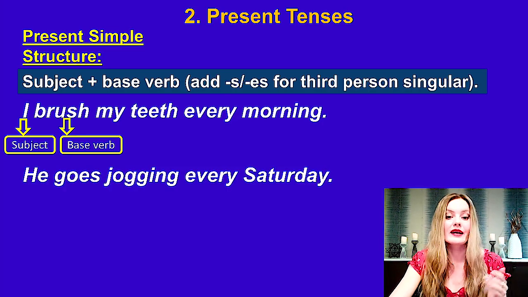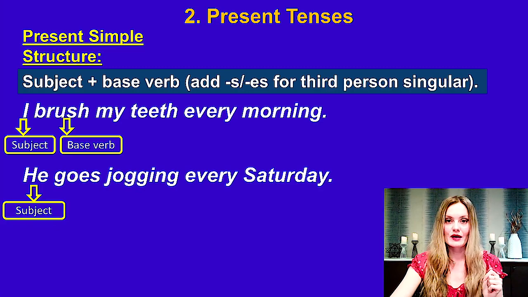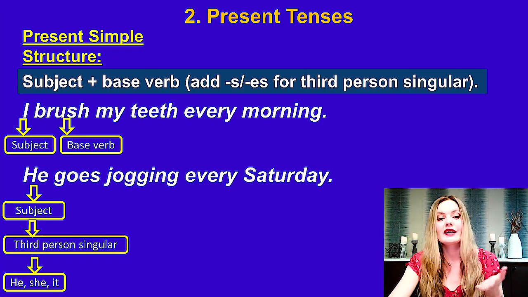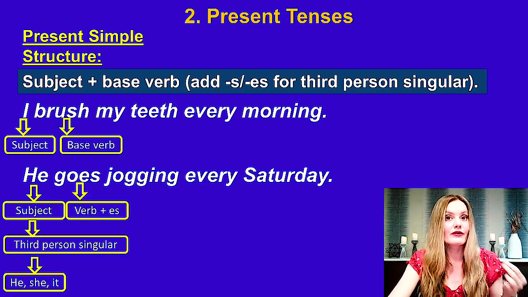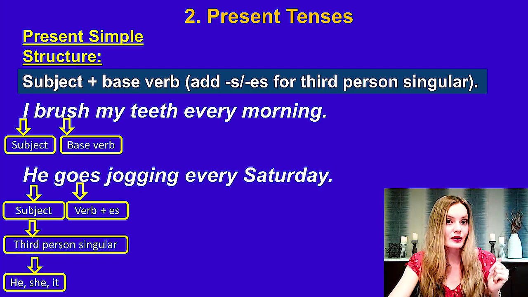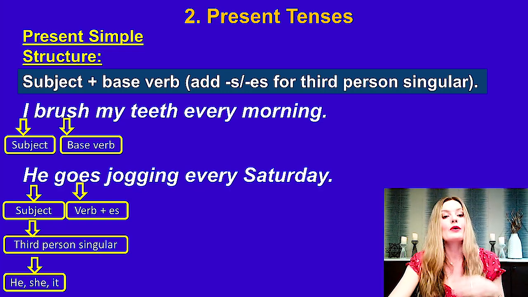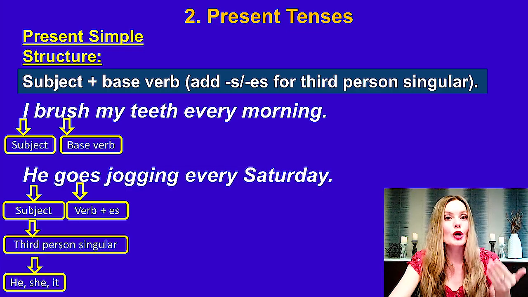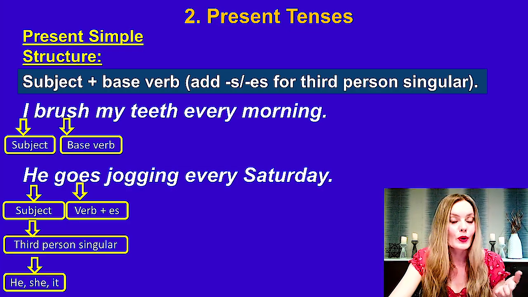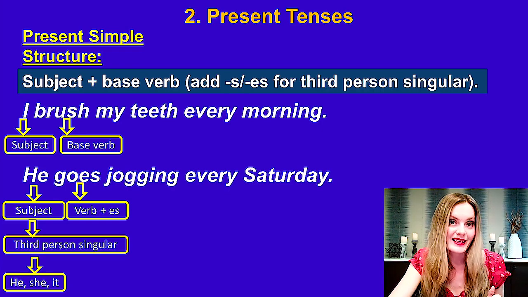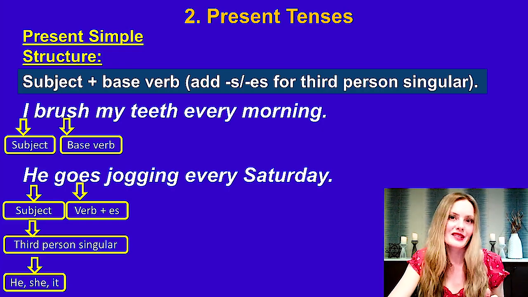He goes jogging every Saturday. He is a subject and it's the third person singular. The third person singular is he, she, it. Go is our verb, right? But we know that if we have the third person singular in our sentence, we should add s or es to the verb. So we add es to the verb go because it ends in letter O. So we have go, goes. He goes jogging every Saturday.